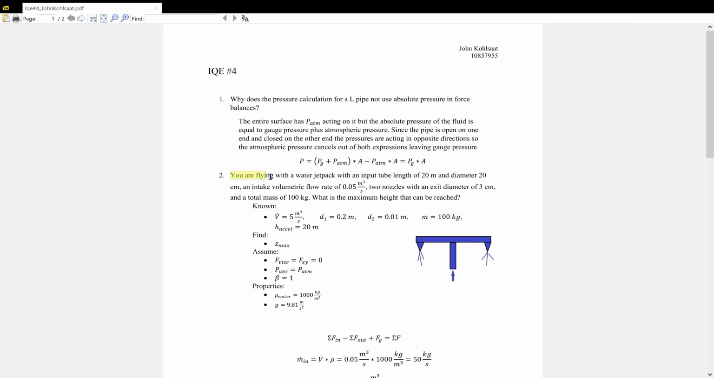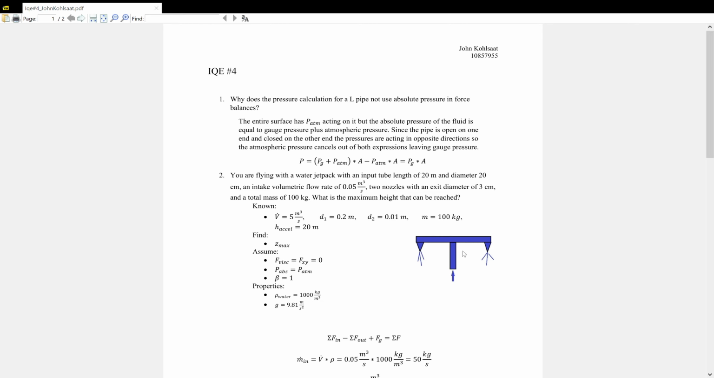Second calculation question, you're flying with a water jetpack with an input tube length of 20 meters and a diameter of 20 centimeters. An intake volumetric flow of 0.05 meters cubed per second and two nozzles with an exit diameter of 3 centimeters. And the total mass of the system is 100 kilograms. So a lot of information. We asked, what is the maximum height that can be reached?